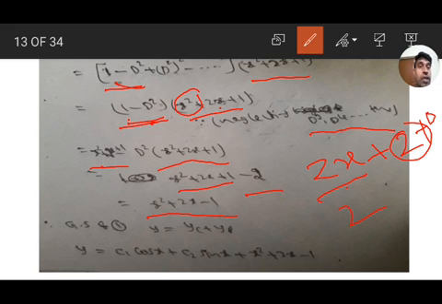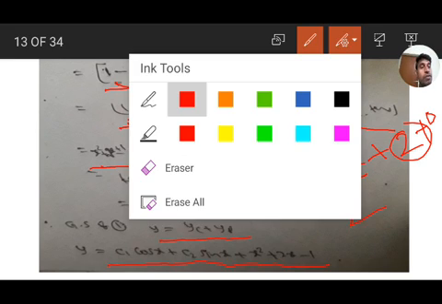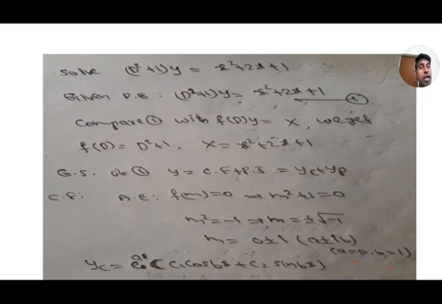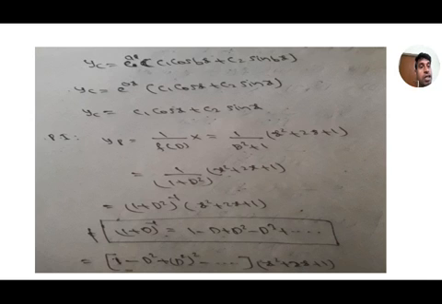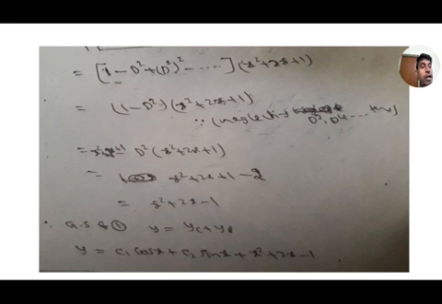So the general solution of equation 1 is y equal to complementary function plus particular integral, that is y equal to c1 cos x plus c2 sin x plus x square plus 2x minus 1. This is the solution of the given differential equation. Here the complementary function is c1 cos x plus c2 sin x and the particular integral is x square plus 2x minus 1. So the general solution is the combination of complementary function plus particular integral: c1 cos x plus c2 sin x plus x square plus 2x minus 1.